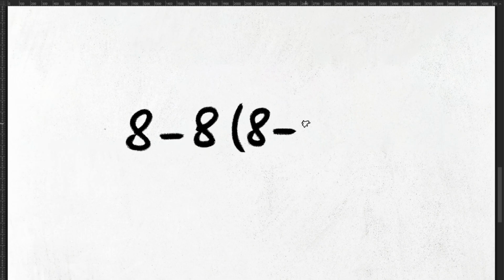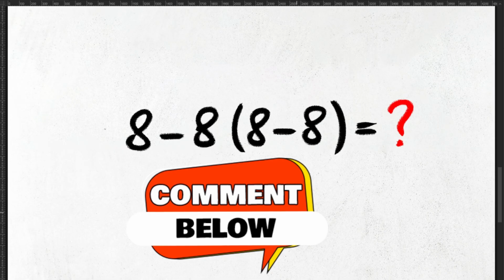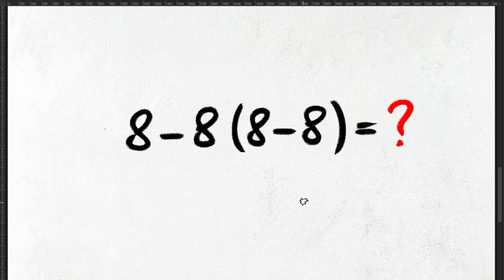Now it's your turn. Solve this one. 8 minus 8(8 minus 8). Did you get it right? Write the answers to both questions in the comments. Let's see who really understands the order of operations.